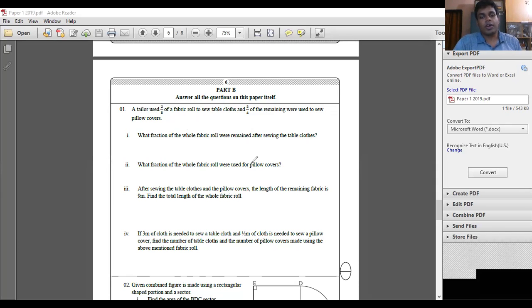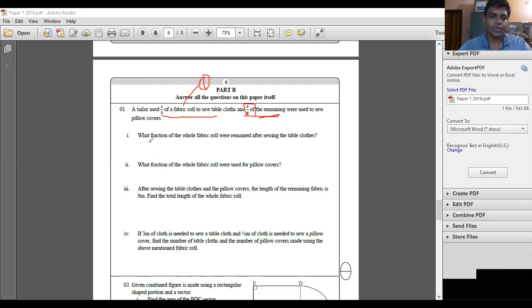A tailor used 2/5 of a fabric roll to sew tablecloths, and 3/4 of the remaining were used to sew pillow covers. What fraction of the whole fabric roll will remain after sewing the tablecloths? The information given in the question: a tailor used 2/5 of the fabric to sew tablecloths, 3/4 of the remaining to sew pillow covers. Fabric roll will be the whole unit.